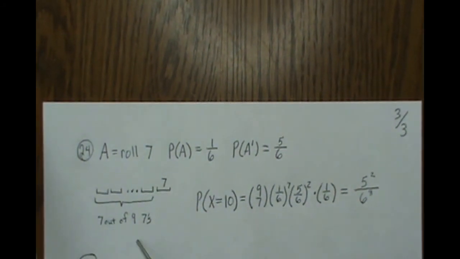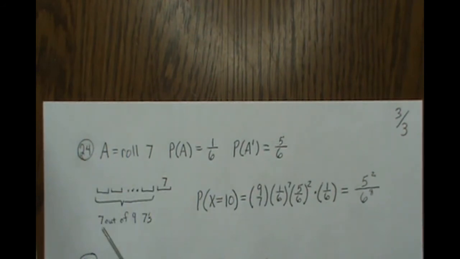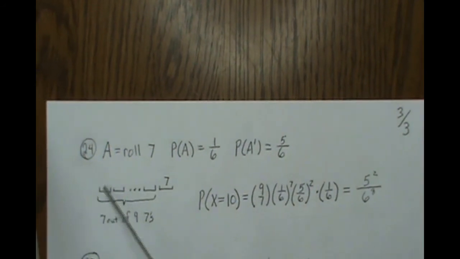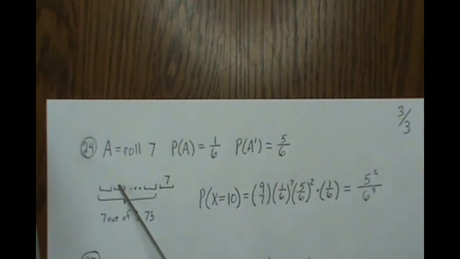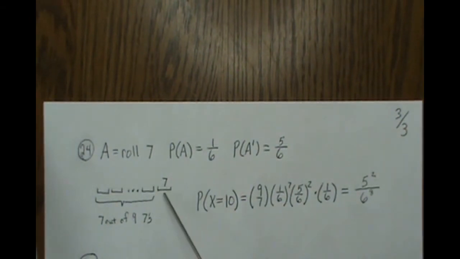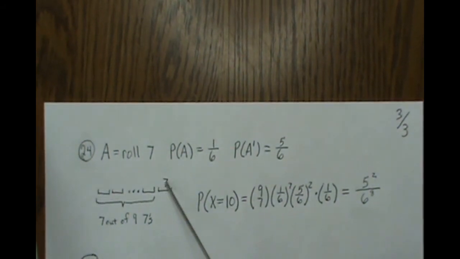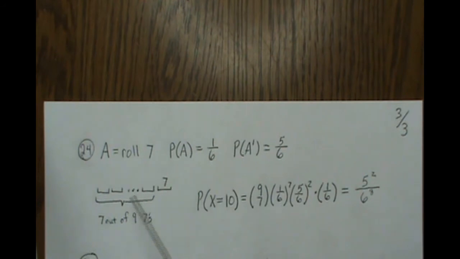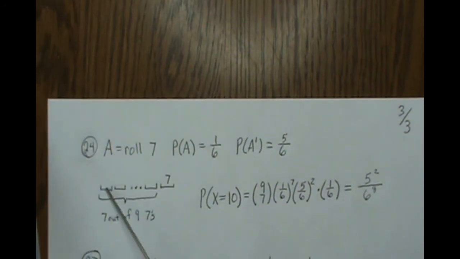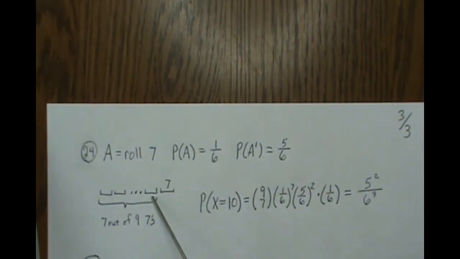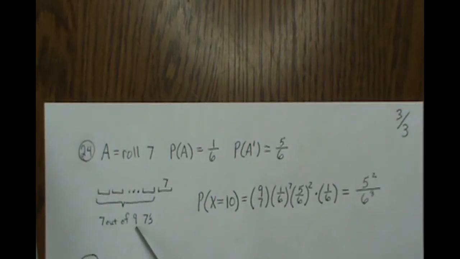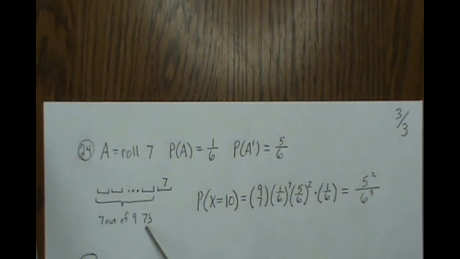Here's a picture of the scenario. Each little box represents the outcome of a roll. We're going to get 8 sevens on 10 rolls. So on the 10th roll, we know it's a 7. But for the first 9 rolls, we would need 7 out of the 9 to be sevens.